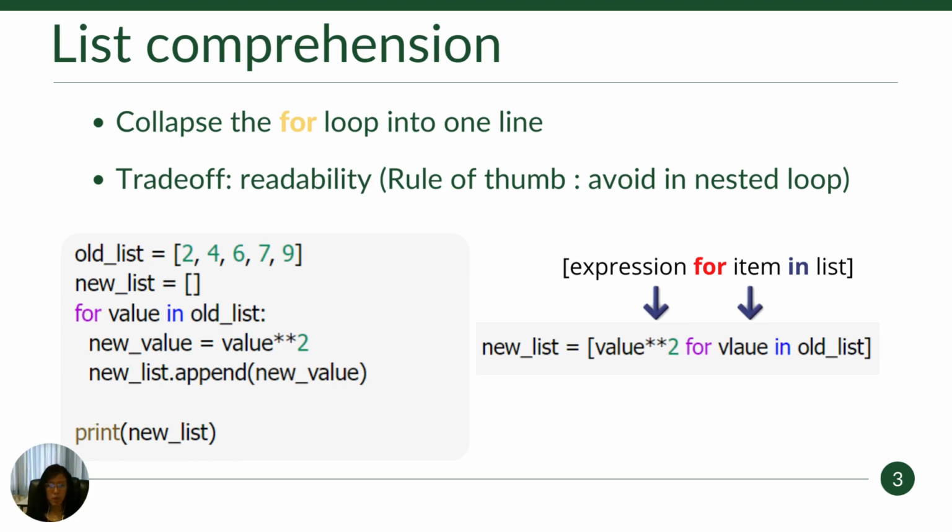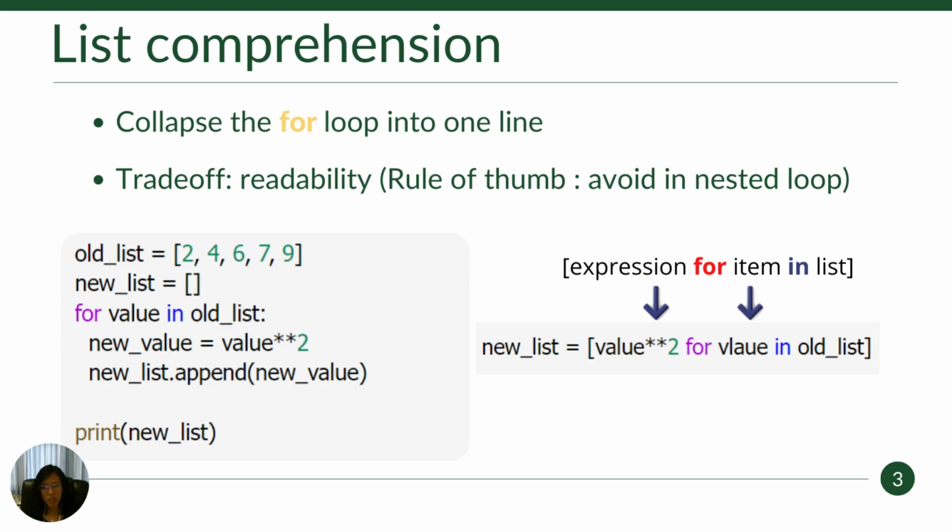In this example, we want to create a new list where each value from the old list is squared, right? So on the left-hand side, I give you the traditional for loop approach. For each value in the old list, I create a new value by squaring the old value, right? Then each value is appended to our new list. But the whole for loop can be written in one line using list comprehension.